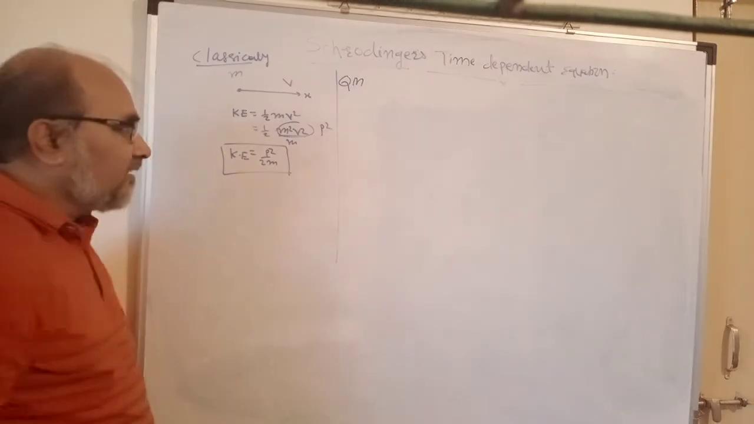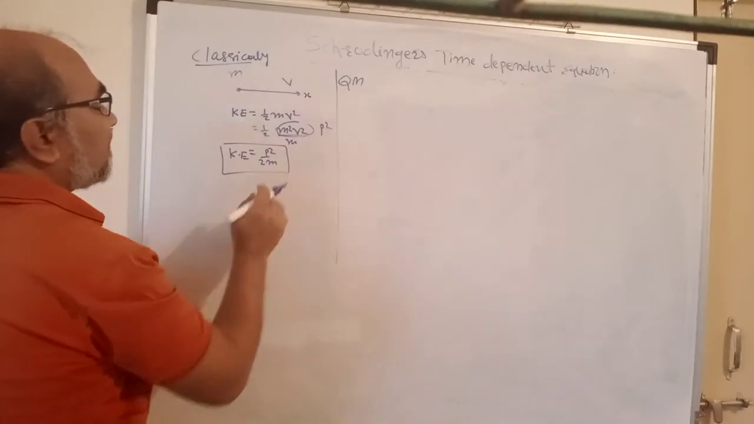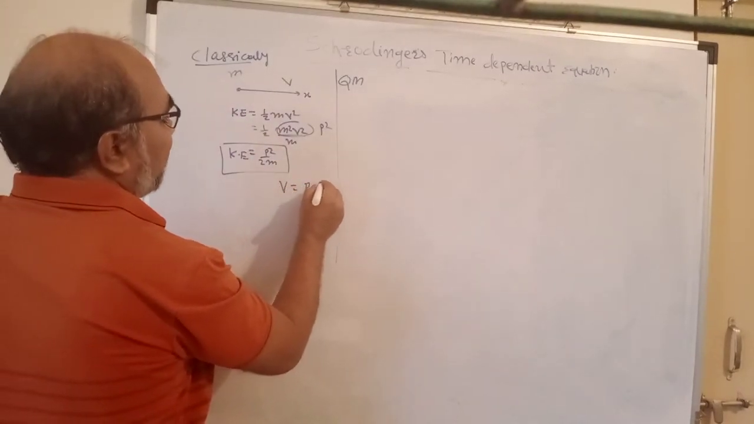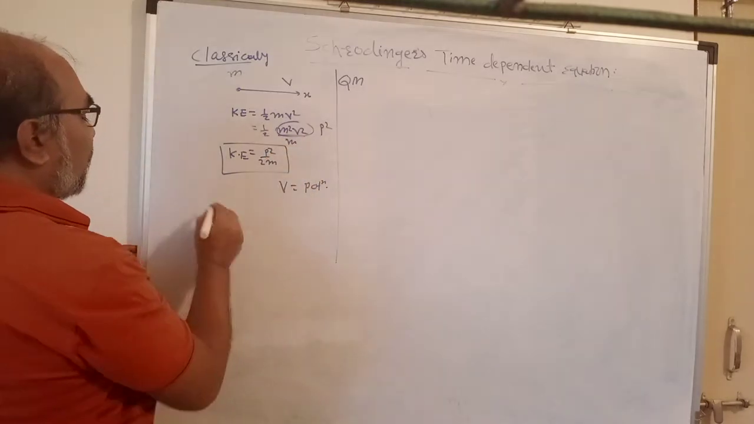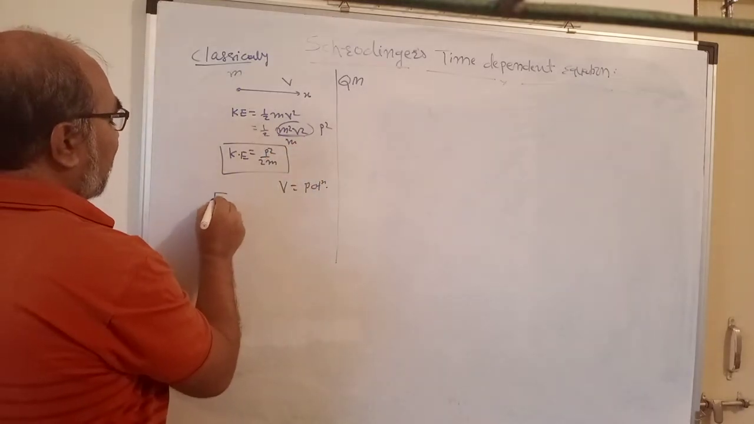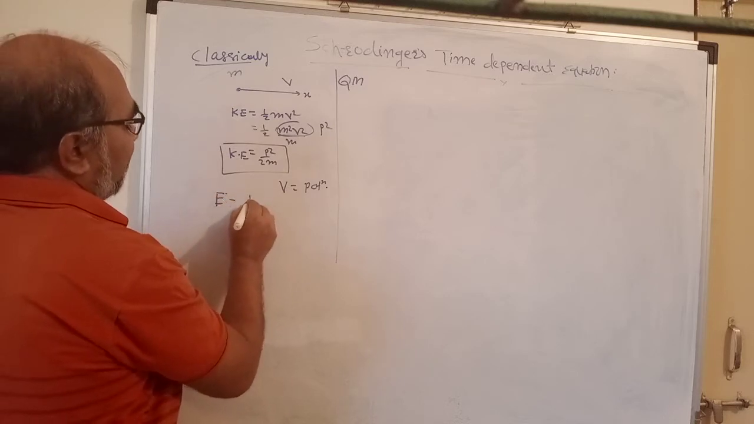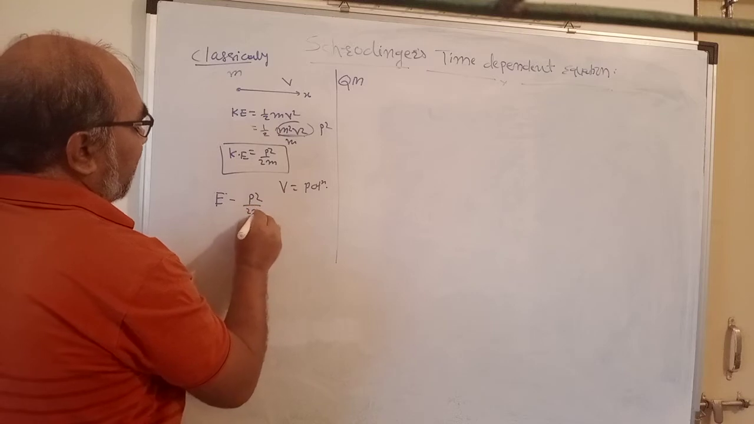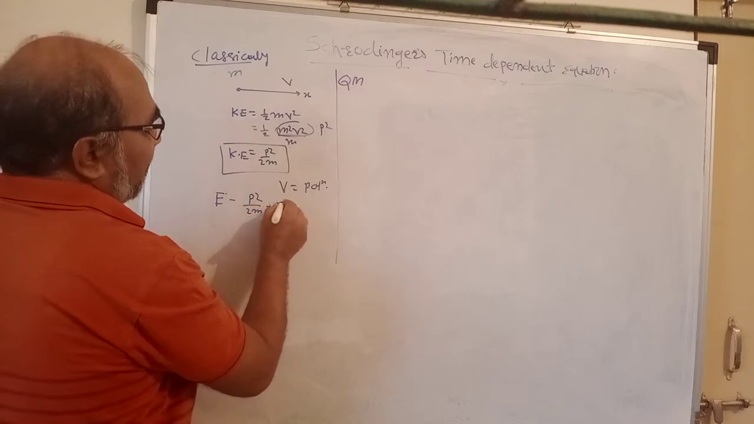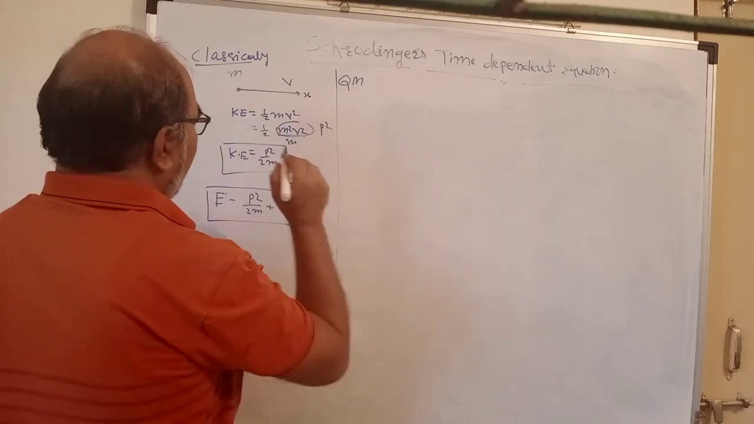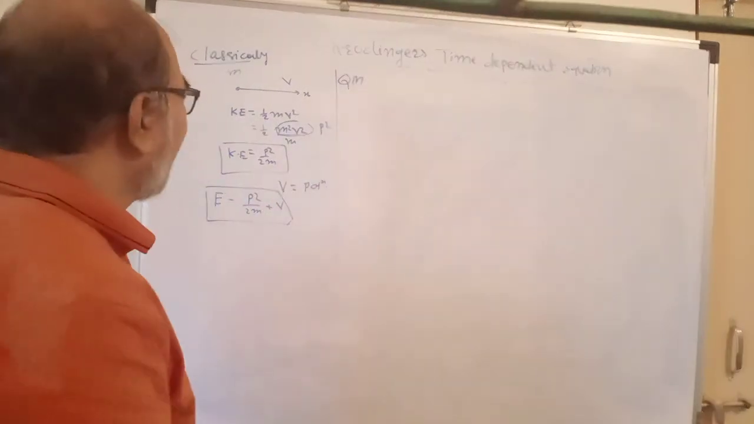Let V be its potential energy, and therefore the total energy E is equal to kinetic energy plus potential energy, which is p square divided by 2m plus V. So this is the classical energy that we are going to use.